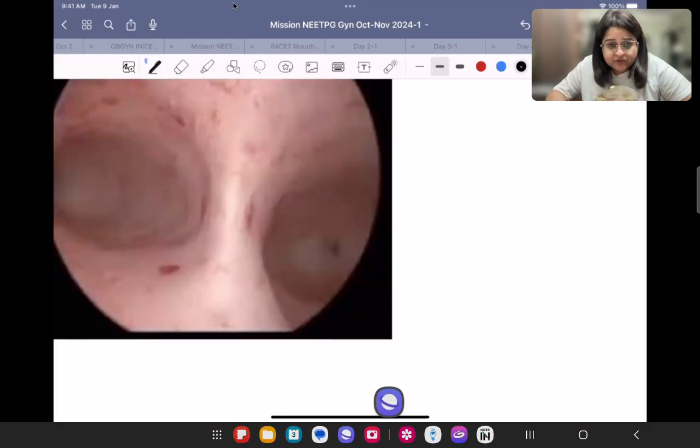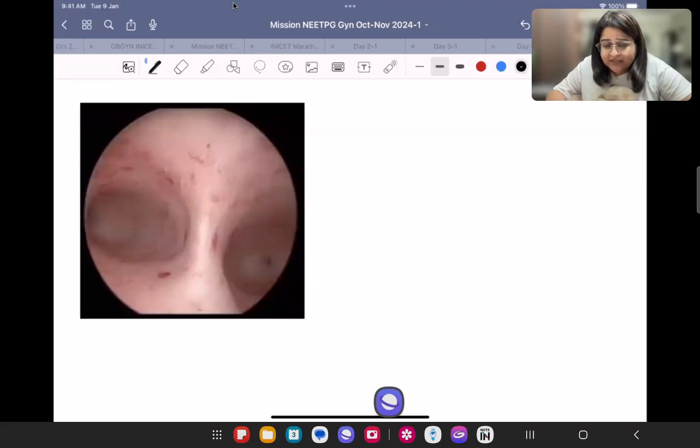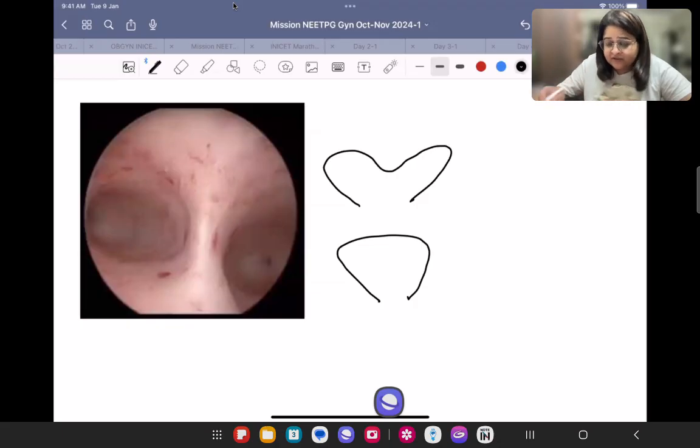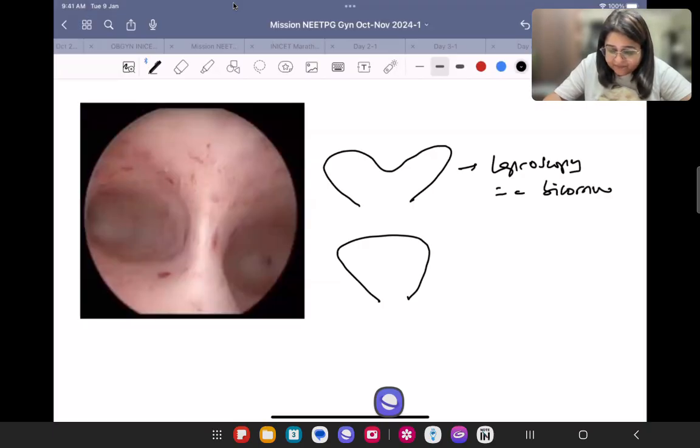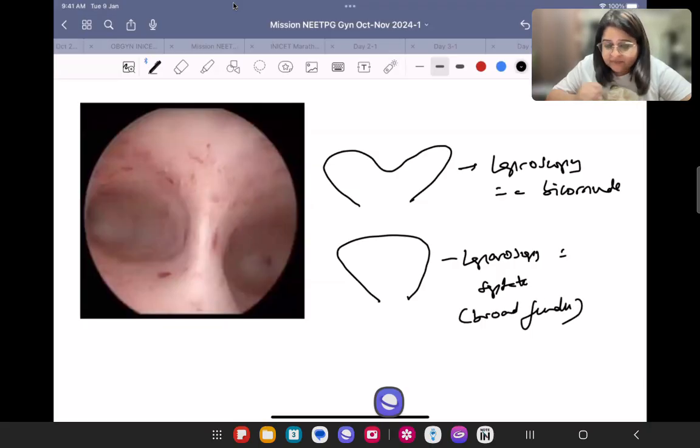So this is a septate uterus on hysteroscopy. This is how it looks like. Even a bicornuate will look like this. So you always have to have a laparoscopy picture also. On laparoscopy, a bicornuate, you will see two horns. And on laparoscopy, in a septate, you will see a broad fundus. So this is the picture you will see on laparoscopy in a bicornuate uterus. And this is laparoscopy in septate. So basically, you'll see a broad fundus.